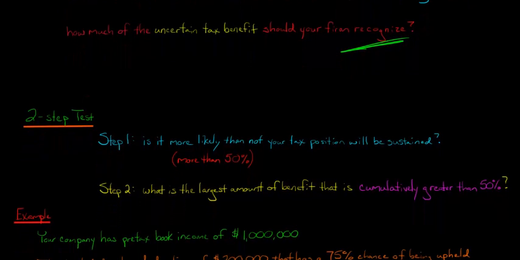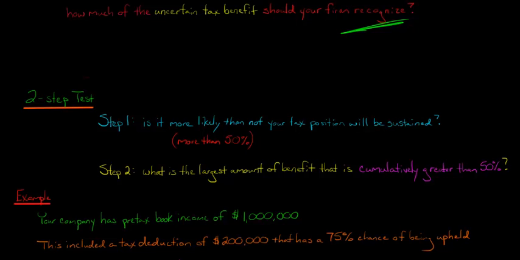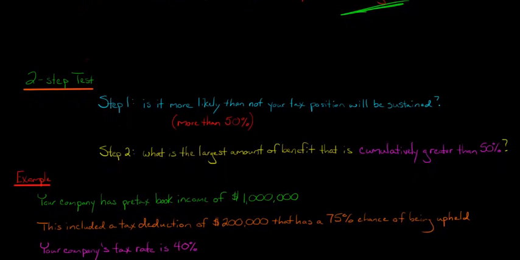Let's say your company has pre-tax book income of $1 million, and that included a tax deduction that your company took of $200,000. Your tax attorney says, look, we have a 75% chance that some of our tax deduction will be upheld. So there's a good chance here. It's more than 50% that the deduction is going to go through. So we say step one has been met, and we can go to step two.